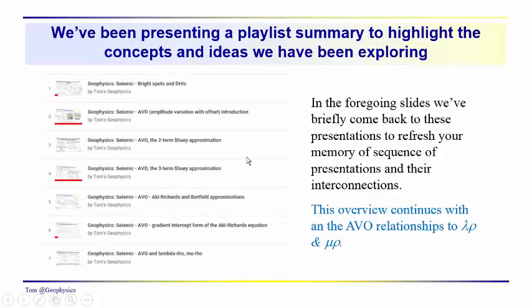So these are topics that we discussed in these first 6 videos, and so we're taking a look at where we've been and trying to put things into a little bit of context, pull ideas together, and this overview will continue on. We'll look at the AVO relationship to the Lamé parameters, lambda and mu, or specifically lambda rho and mu rho. So I hope this is a useful conversation or reflection on the general concepts and the order in which we've been discussing them, and hopefully this helps pull things together.